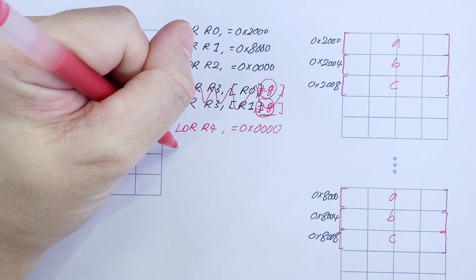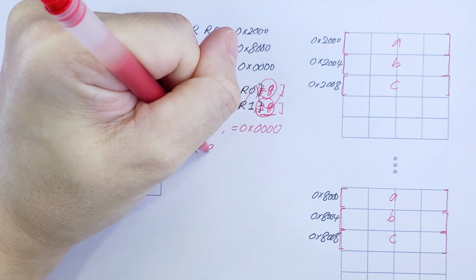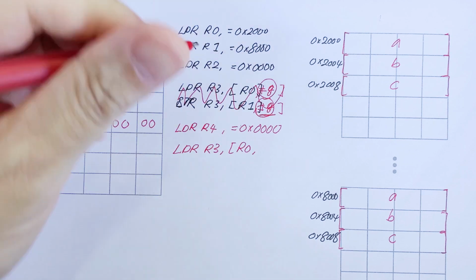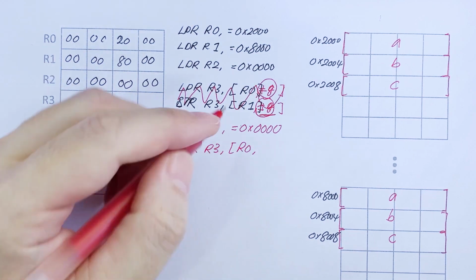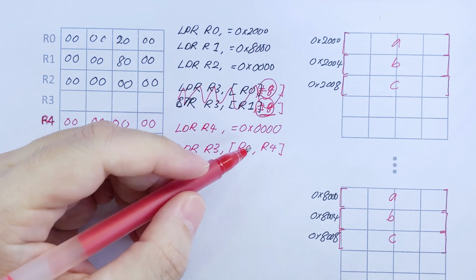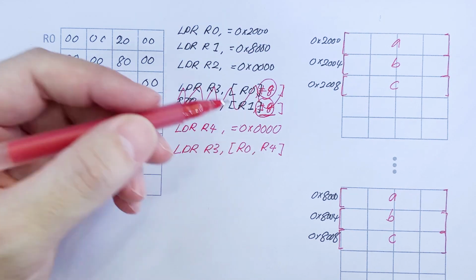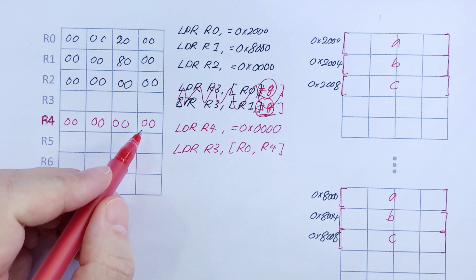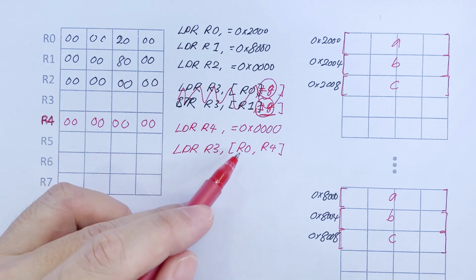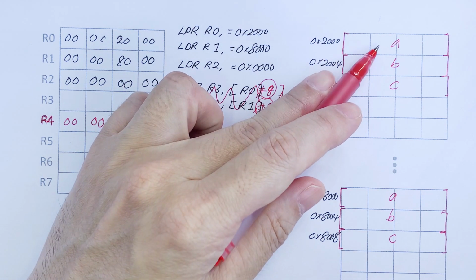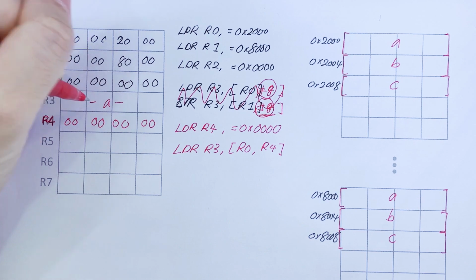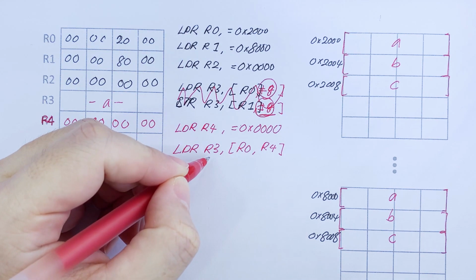So in our code, we load R3 from the memory where the address is given by R0 and the value is offset by R4. Of course, in our current R4 the value is 0, so this is 2000. So basically we are getting the value A and putting it in R3, which is our destination.